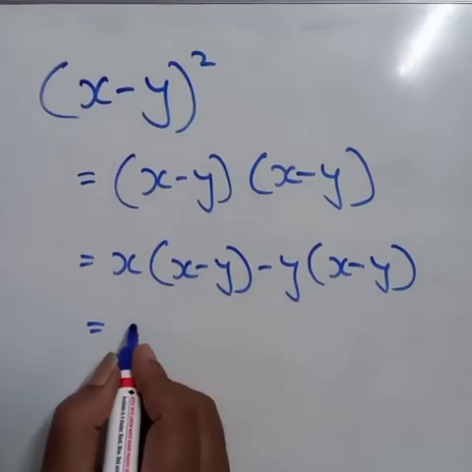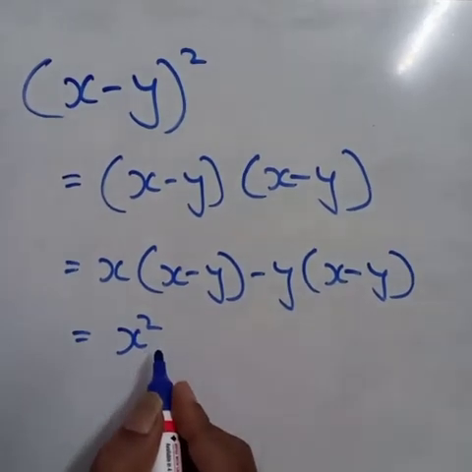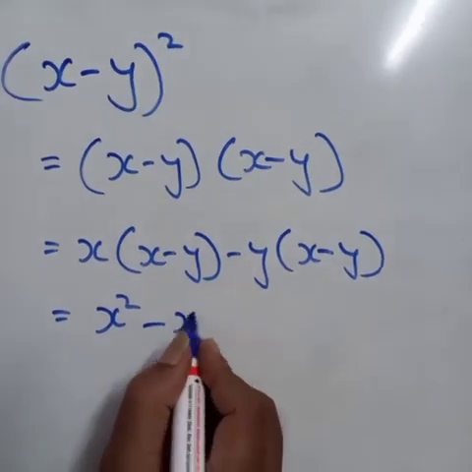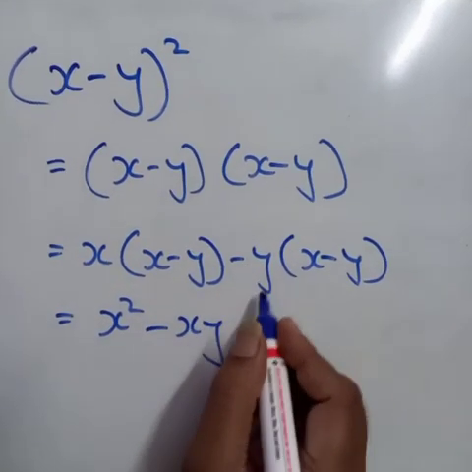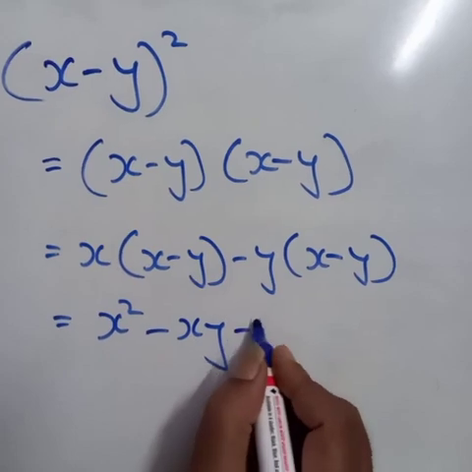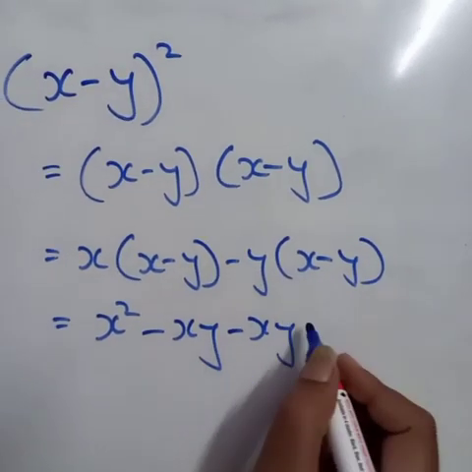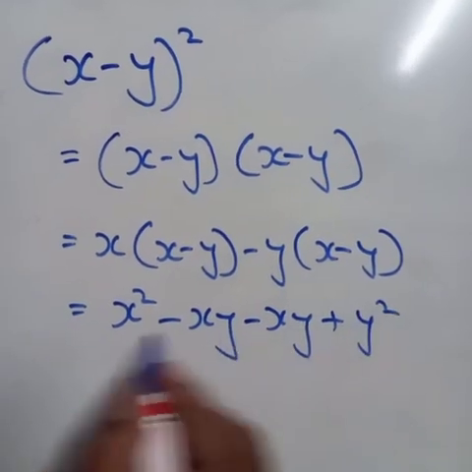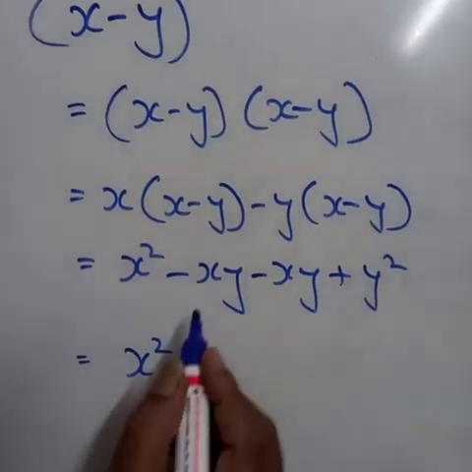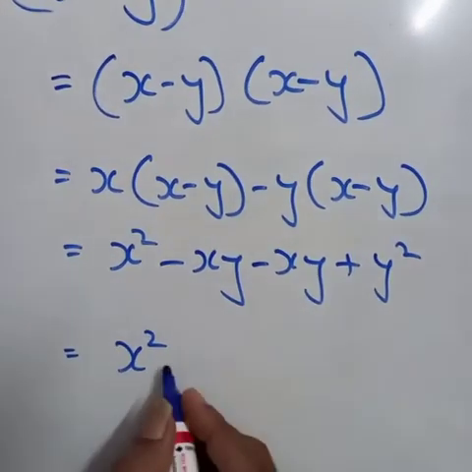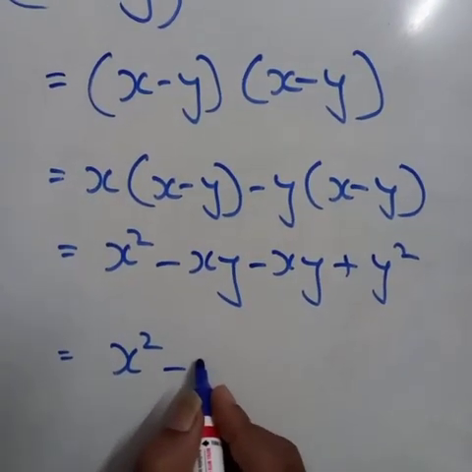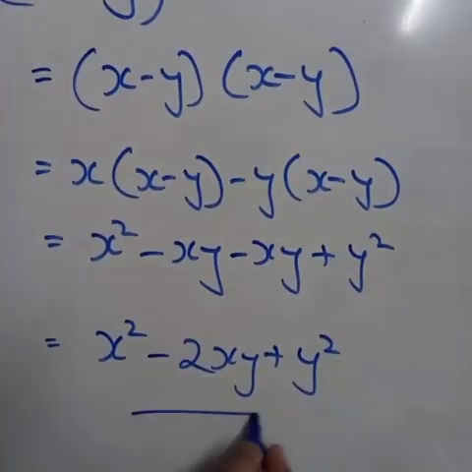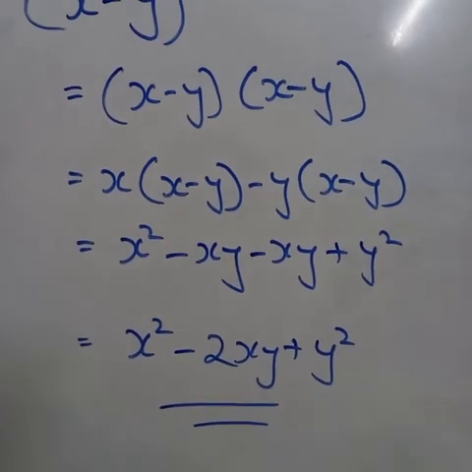So x into x, that is x square, minus x into y, minus xy, again minus into y, minus xy, minus into minus, plus y into y, y square. So it is x square, these both are the same and the sign is also the same. So it is x square minus 2xy plus y square. I hope you understand about this formula.